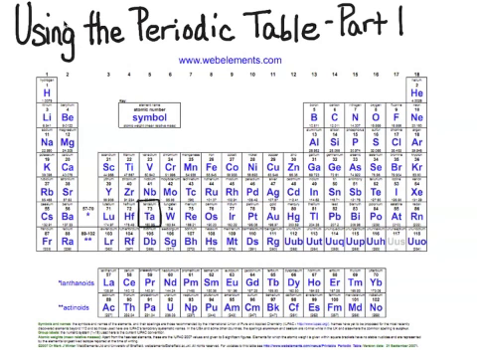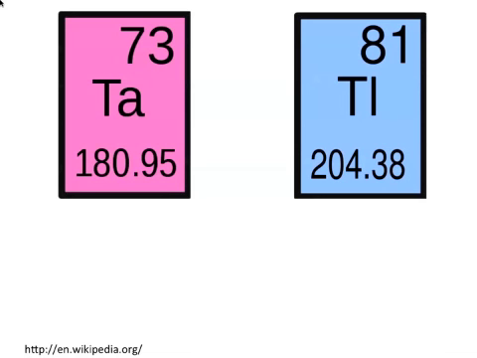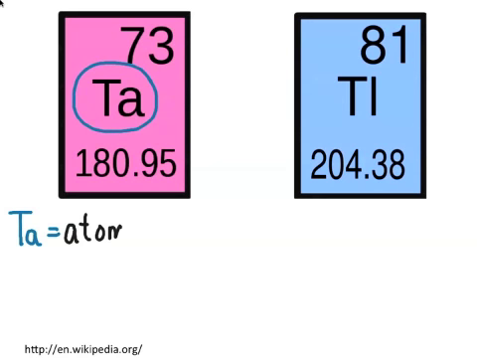So let's begin looking at two entries on the table, tantalum and thallium. So what I'm going to do is excerpt those. So let's examine tantalum first. And what we'll first look at is the tantalum symbol. The symbol for tantalum is Ta. This is its atomic symbol. This is the symbol that chemists use to represent tantalum when we're writing formulas for chemical compounds.